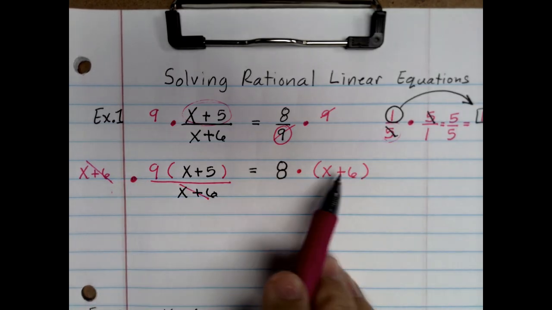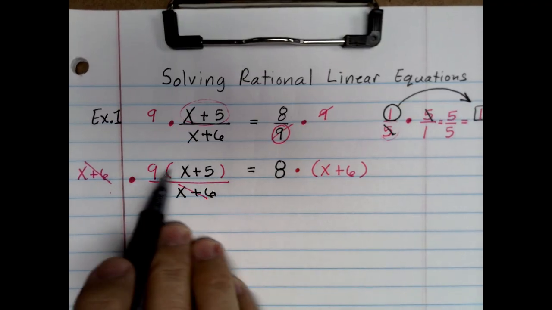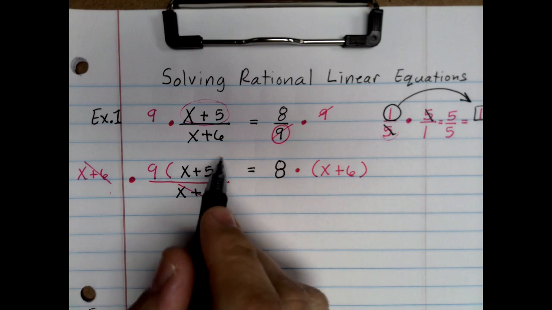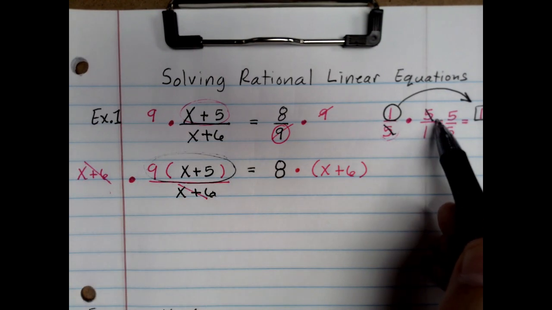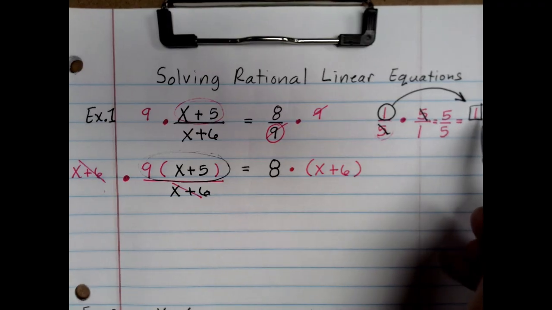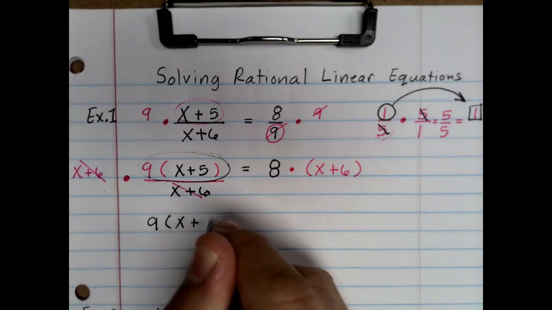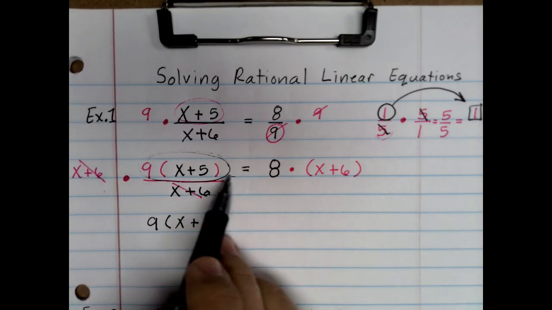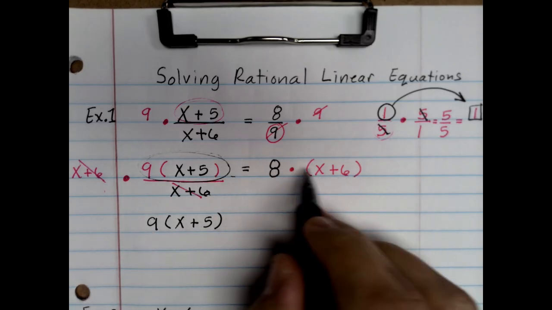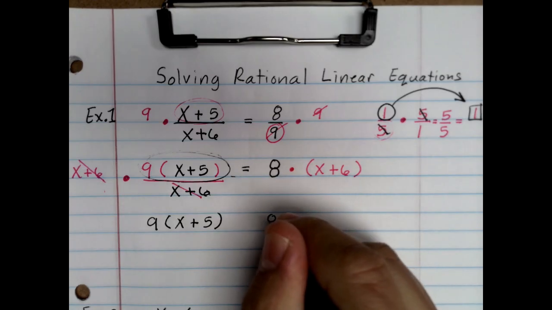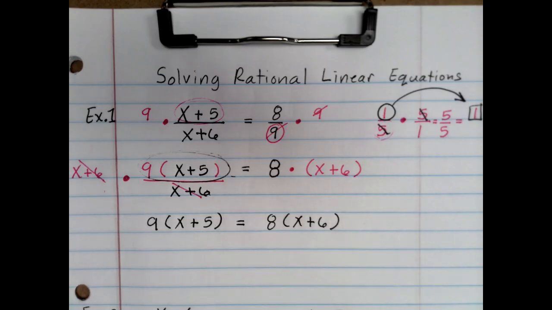And again, I'm doing this in little steps to show everything that's happening. So I'm going to rewrite this nice and clean. The only thing that we have left on the left side now is what was on top. No different than when we multiplied 1 over 5 by its denominator, all we had left was what's on top, the numerator. So I'm going to rewrite this as 9 times x plus 5. All that's on top is left over. And then over here on the right, we have 8 times x plus 6. So I'm going to write 8 times x plus 6. Bring down my equal sign.